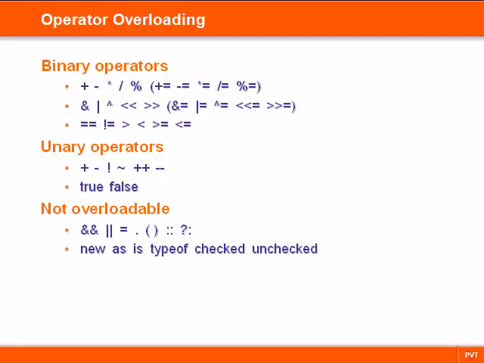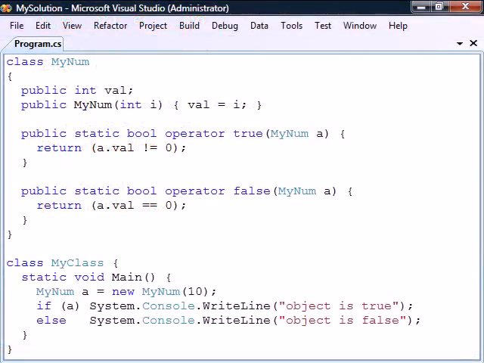Another thing to keep in mind is that the comparison operators, as well as true and false, must be overloaded in pairs. For example, overloading the equal operator means that we also have to overload the not equal operator. Notice here that true and false are considered operators. By overloading them, we can use objects of the class in conditional statements, where the object needs to be evaluated as a Boolean type. Keep in mind that when overloading true and false, the return types must be Boolean.